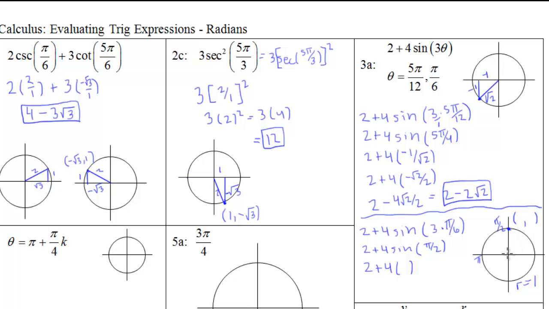And if the radius of this circle is 1, then this ordered pair is over 0 and up the same amount as the radius. So x comma y, and there's the radius. Sine is y over r. So y over r is 1 over 1. And that's 2 plus 4, which is 6.